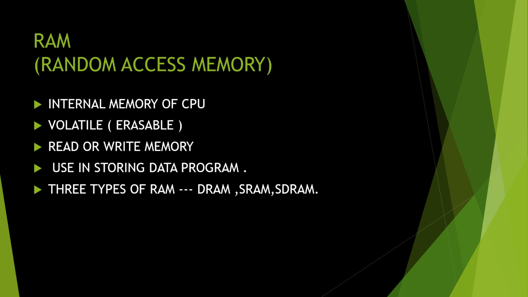That is RAM. It is used in storing data and programs. So we can store a lot of things. After usage, we can erase it and use it again. That is a specialty of RAM. And there are three types of RAM: DRAM, SRAM, and SDRAM. So you just know about it.